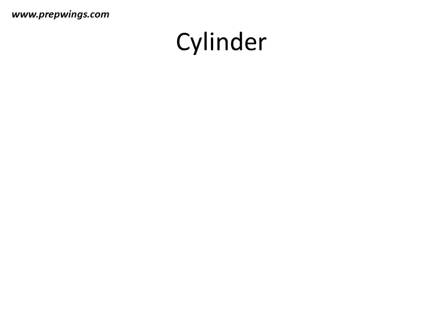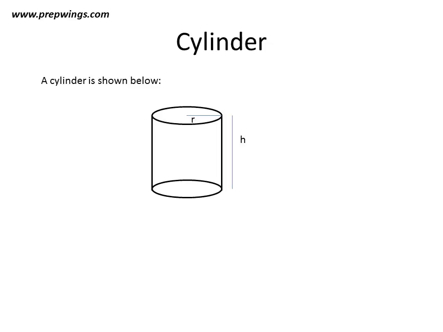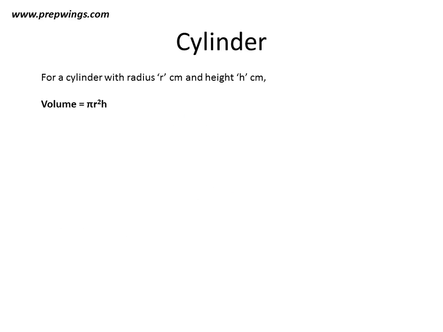Now we'll look at cylinder. Cylinder is shown here. It has a radius r and height h. The cylinder has basically two kinds of surfaces. One is the curved surface and two flat surfaces, which are circles. Now over here the cylinder has radius r and height h. The volume of a cylinder with radius r and height h is given as pi r square h.